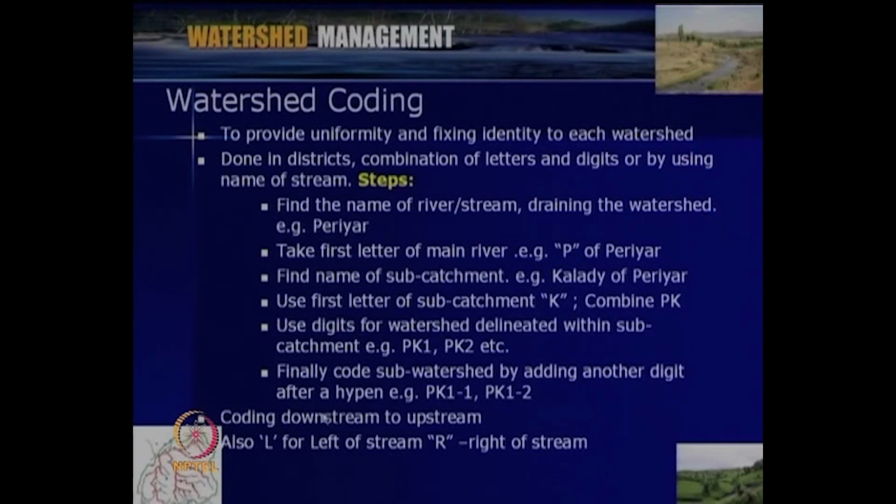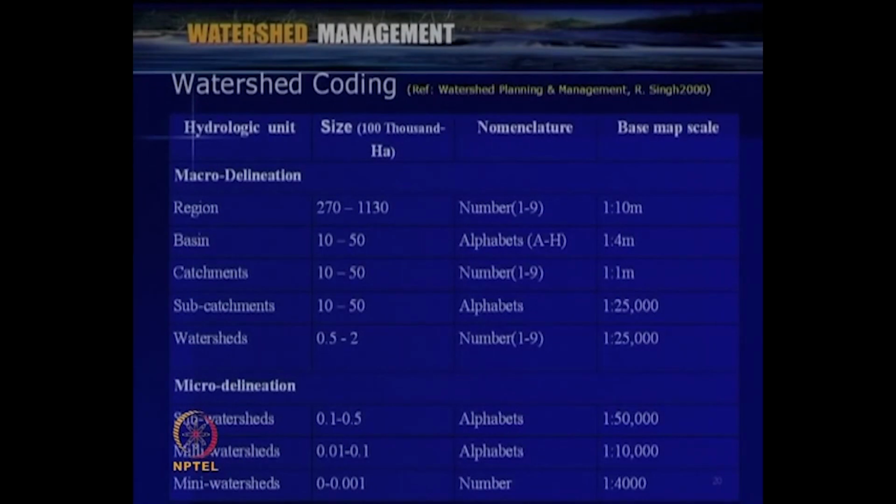The coding is generally done from downstream to upstream. That is the general way of watershed coding. Also we can use L for left of stream and R for right of stream. So, if this is the river passing, then left and right; that way also we can code. This is the procedure which we adopt for watershed coding. Watershed coding makes it much easier to identify which watershed it is, and then accordingly we can obtain a number of data sets for that given watershed.